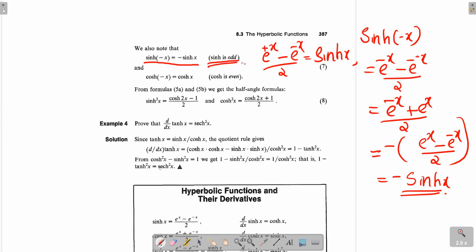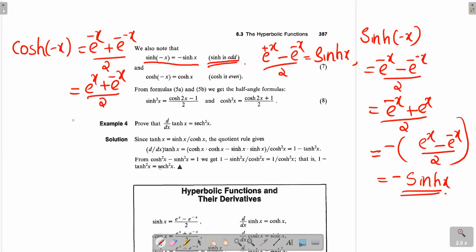So that means the hyperbolic sine is an odd function. Similarly, cosh of minus x is equal to (e raised to minus x plus e raised to minus of minus x) divided by 2, that's equal to (e raised to x plus e raised to minus x) divided by 2. That is the same as cosh x. So the hyperbolic cosine is an even function and the hyperbolic sine is an odd function, similarly as in the case of the sine and cosine functions.